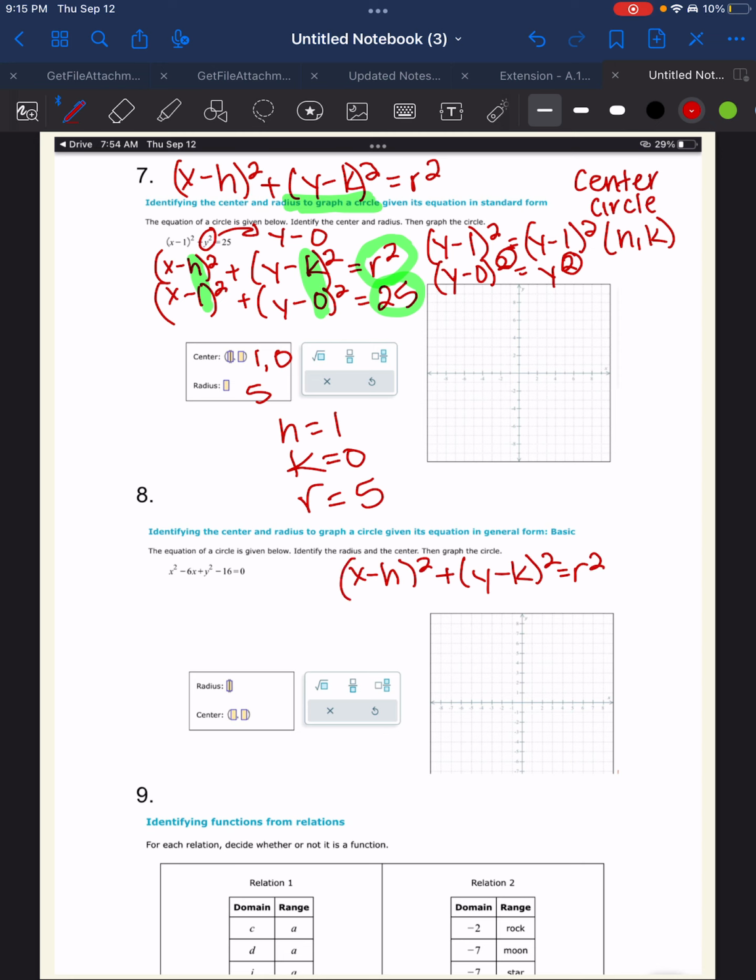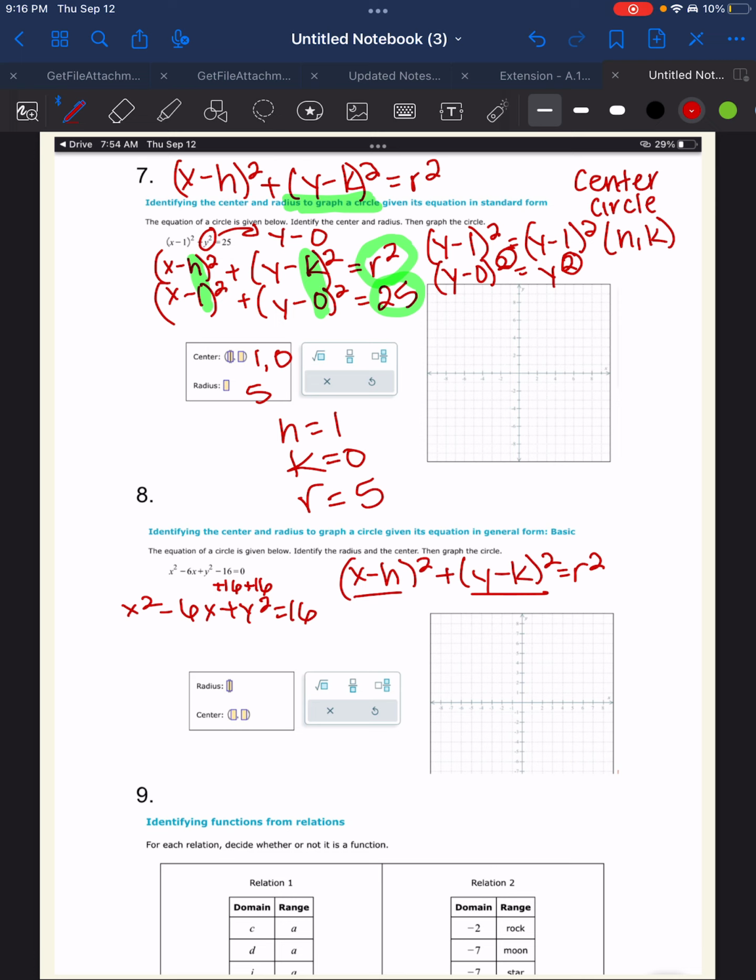But here, there's something that does not belong on that left side. How I know it doesn't belong is because I have variables on my left side. So I need to move something over to the other side that doesn't have a variable with it. You probably already noticed that it's -16. Well, in order to move -16 to the other side, I have to make it +16. So now that gives me x squared minus 6x plus y squared equals 16.